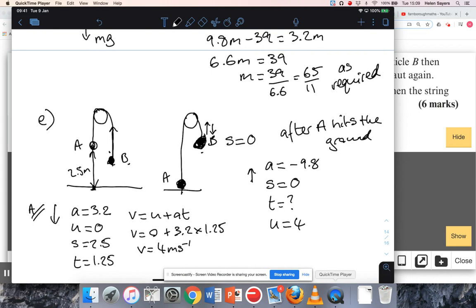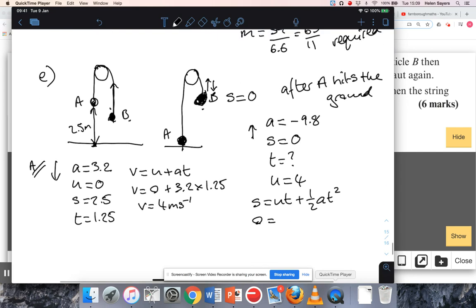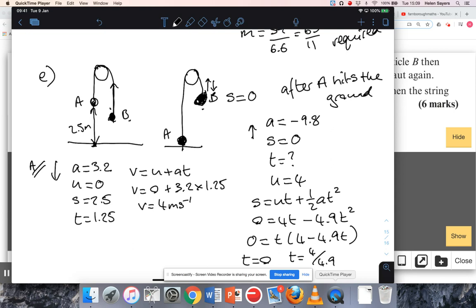So now I can use s is ut plus a half at squared. So 0 is 4t plus a half of a, and a is minus 9.8, so we'll just go straight to minus 4.9t squared. So that's a quadratic, and actually it makes perfect sense that I'm going to get two solutions, and you're absolutely fine to put that into your calculator, but if I just factorise it, if I take t out as a common factor, I get two solutions. t is 0 and t is 4 over 4.9.